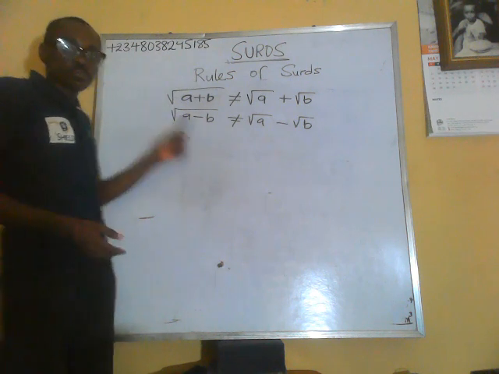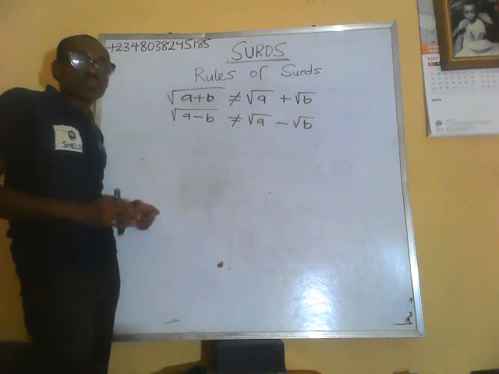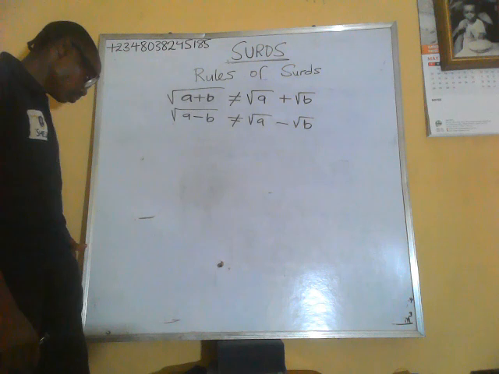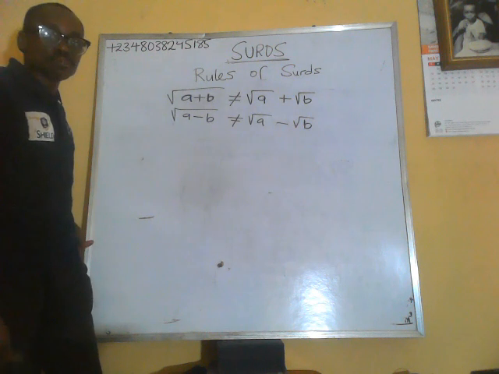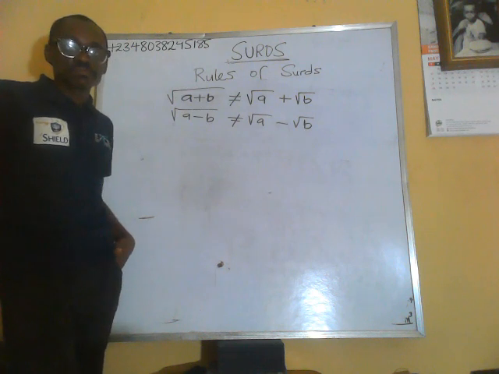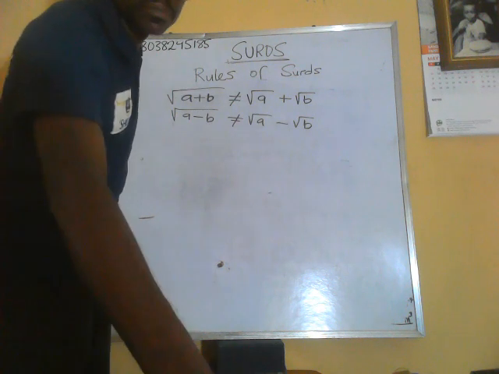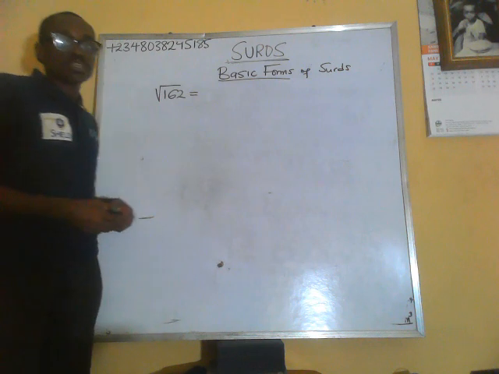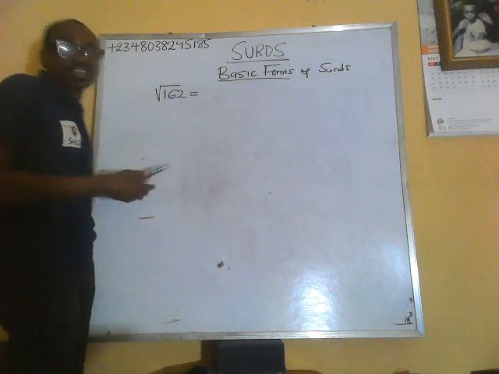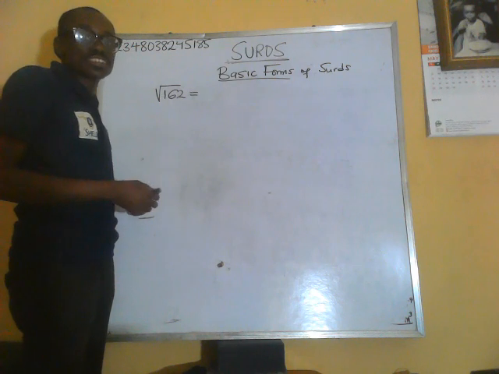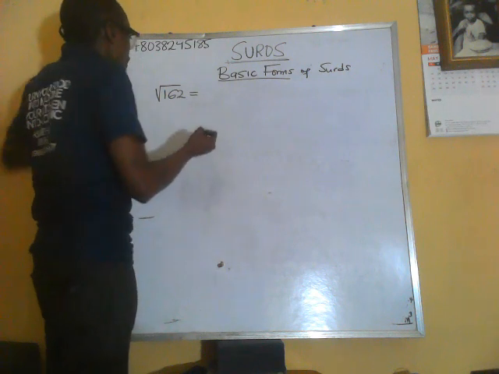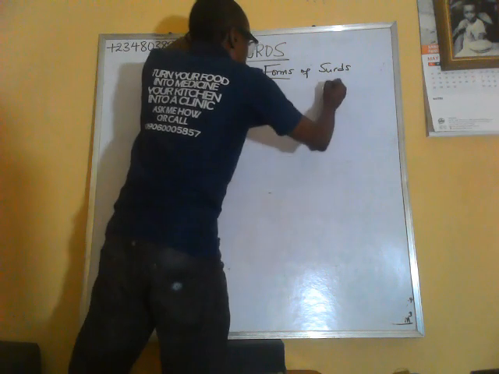So from here, we're going to move to basic forms. So what is basic form? For instance, right now, we have root 162. Let's look at 162.